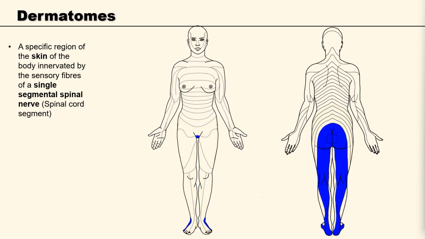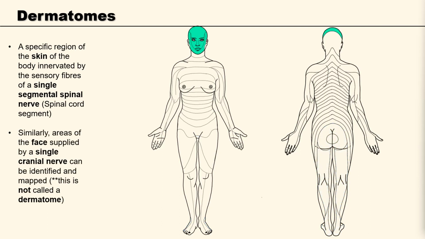Similarly, the face is also patterned, but these are not called dermatomes. The pattern of the facial skin is determined by the 3 branches of the trigeminal nerve: the ophthalmic, maxillary, and the mandibular nerve.